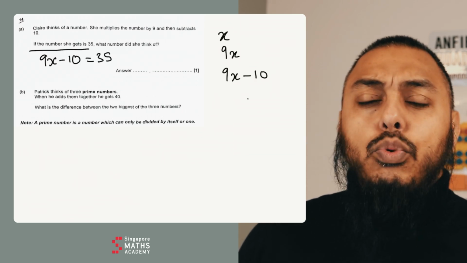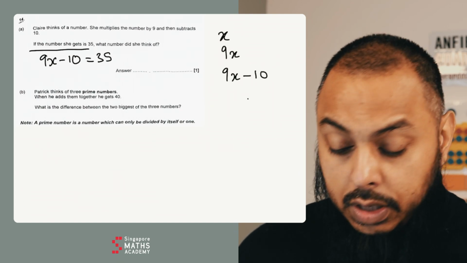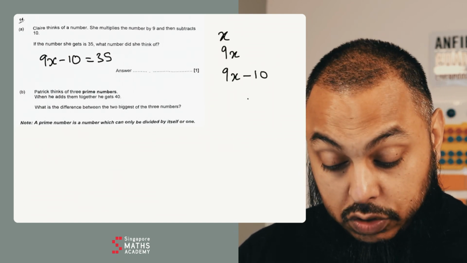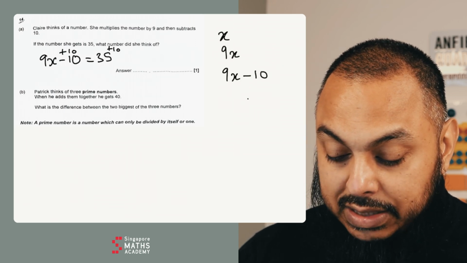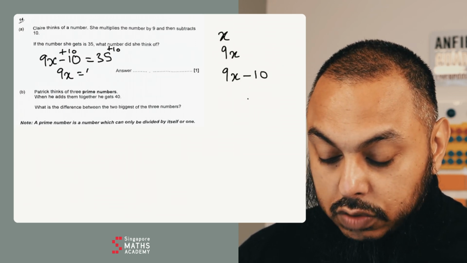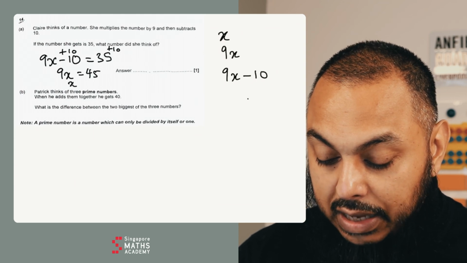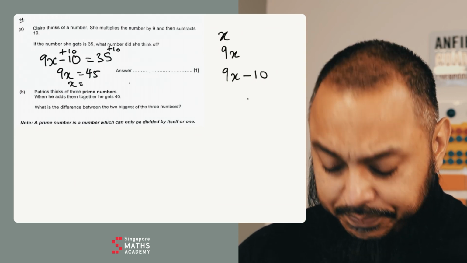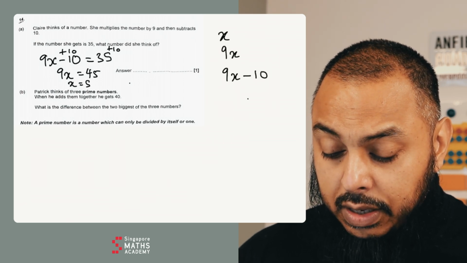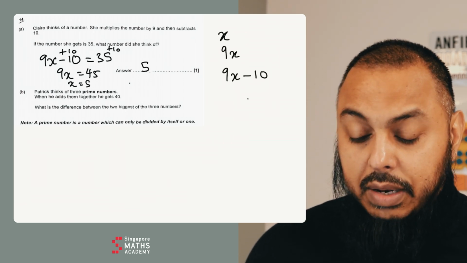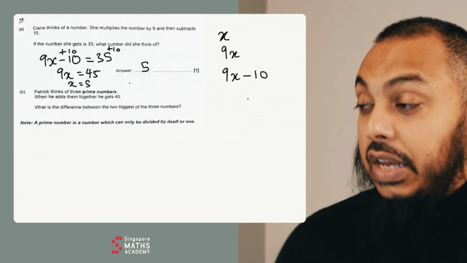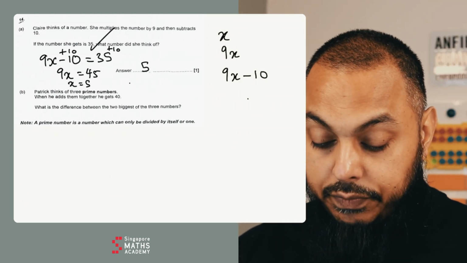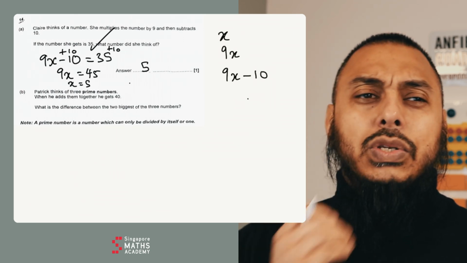And so this is a simple linear equation that we can solve. And so what I would teach our children in the academy would be we'd add 10 on both sides. And so we have 9x equals 45, and therefore x must equal 45 divided by 9, which is going to be 5. So she must have thought of the number 5. 5 times 9 is 45. 45 take away 10 is 35, and that's what she got. Okay, perfect. Now the second question is a bit more tricky.